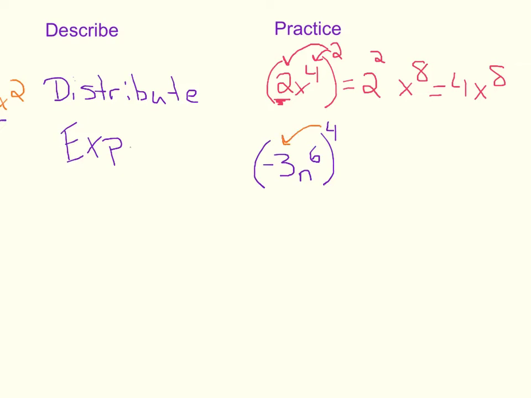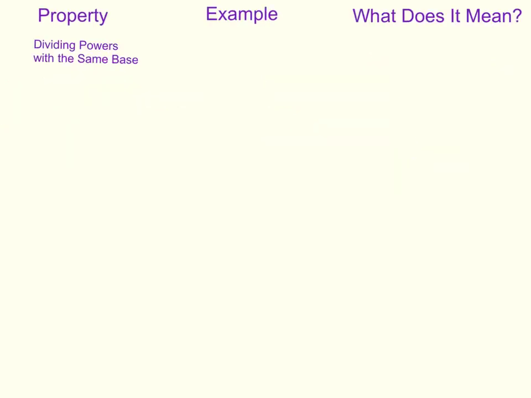So distribute the 4. Negative 3 to the 4th power is a positive 81, and then n to the 6th to the power of 4, n to the power of 24. Okay, 2 more properties left.